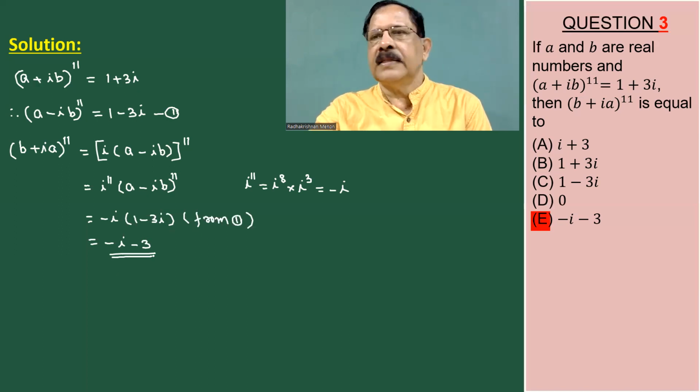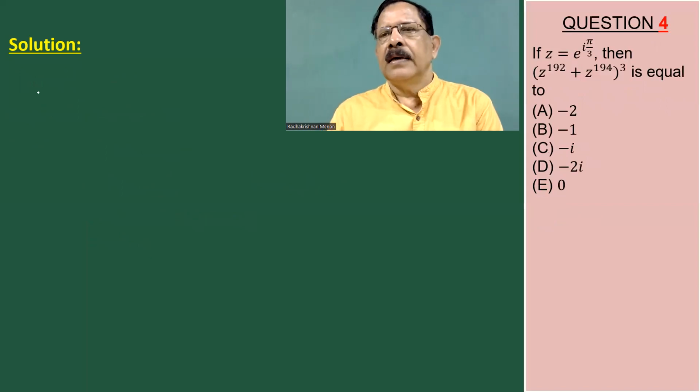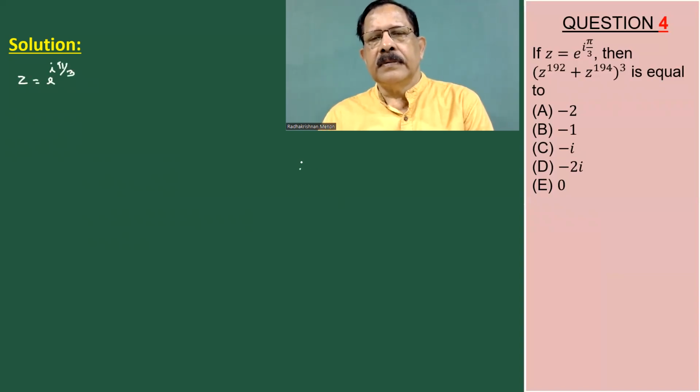Now let us go to the fourth question. Z is equal to e raised to i pi by 3. Now, Euler's theorem: e raised to i theta, what is it? It is cos theta plus i sin theta.